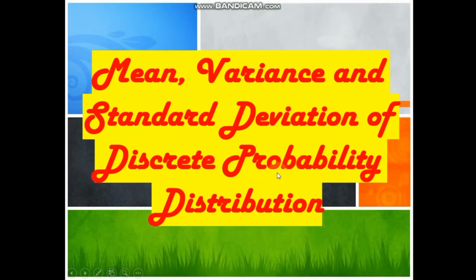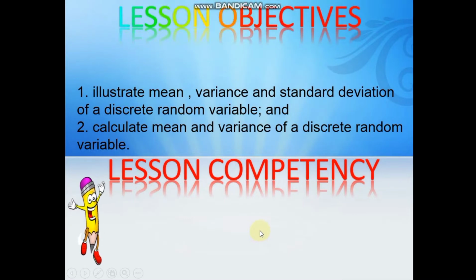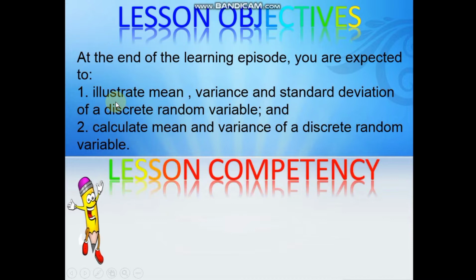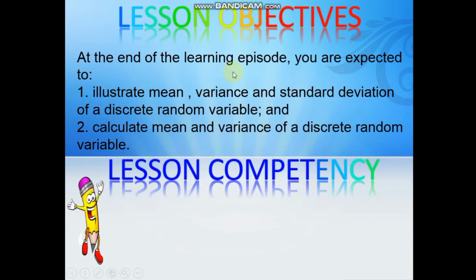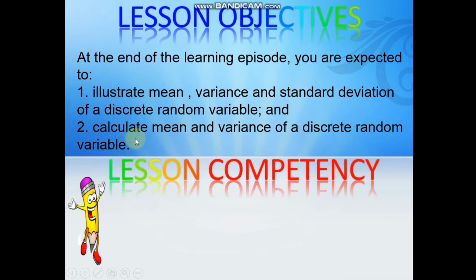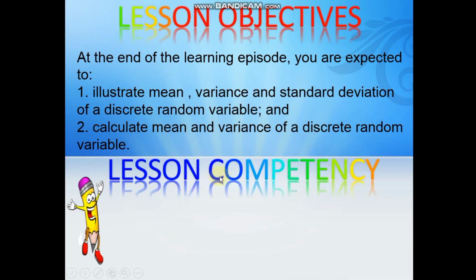Hello everyone. So our next learning episode in probability and statistics is about mean, variance, and standard deviation of discrete probability distribution. To start with, these are our lesson objectives and at the same time our lesson competency. At the end of this learning episode, you're expected to illustrate the mean, variance, and standard deviation of a discrete random variable, and of course, to calculate them.